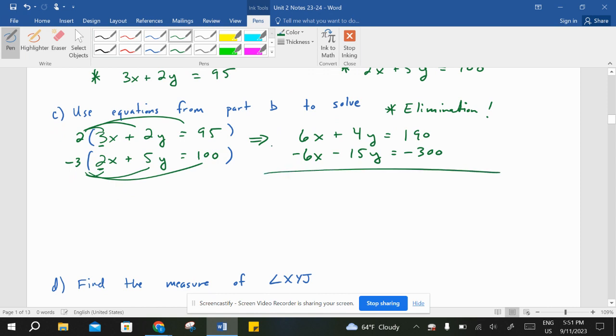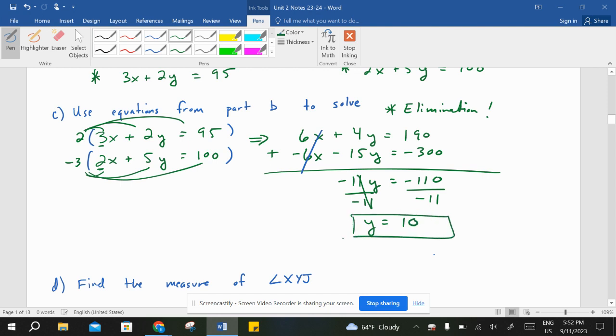Okay, so now you're able to add and cancel out whatever you can cancel out. All right, so here, our objective was to cancel out one of the variables. We canceled out x, and now you're just adding. So 4y plus negative 15y will give you negative 11y. 190 minus 300 will give you negative 110. Then finish solving. So divide both sides by negative 11. Y is equal to 10.